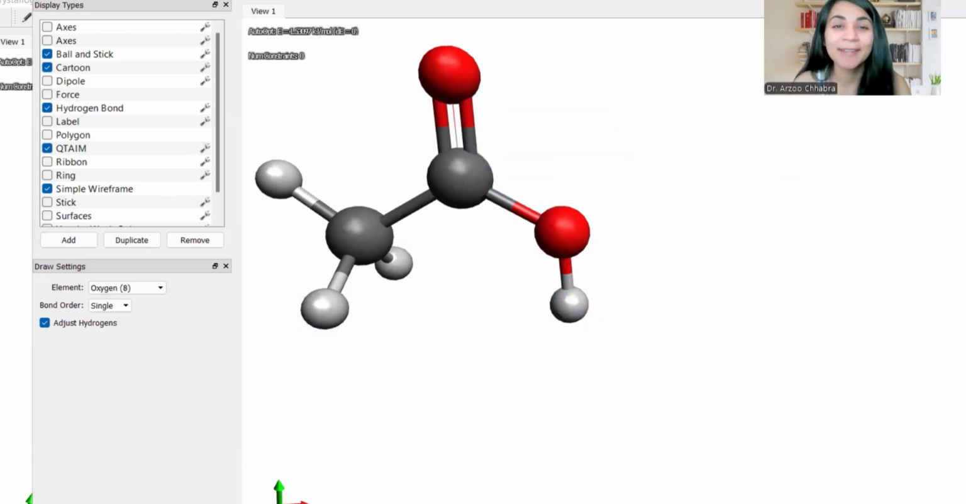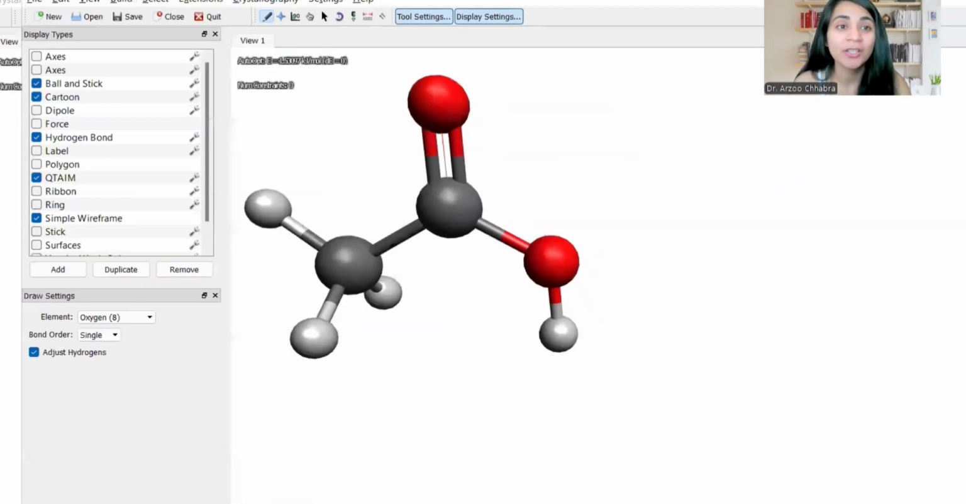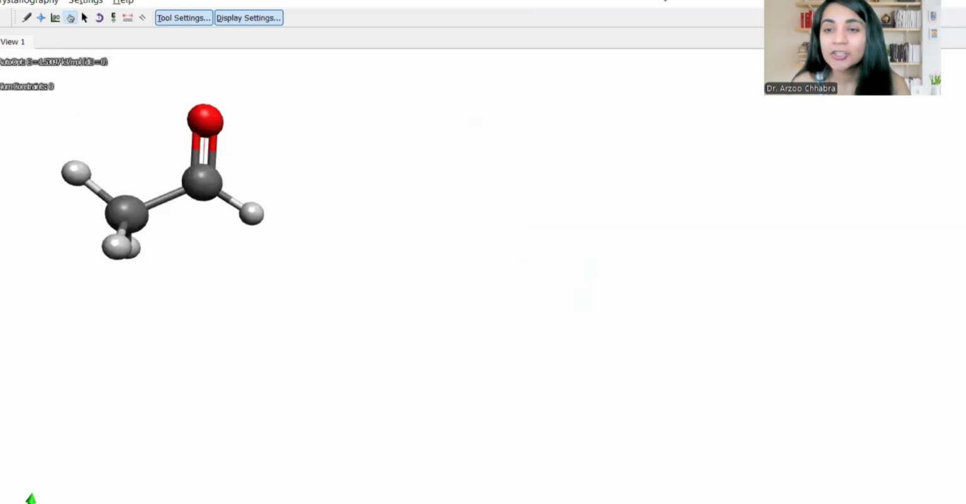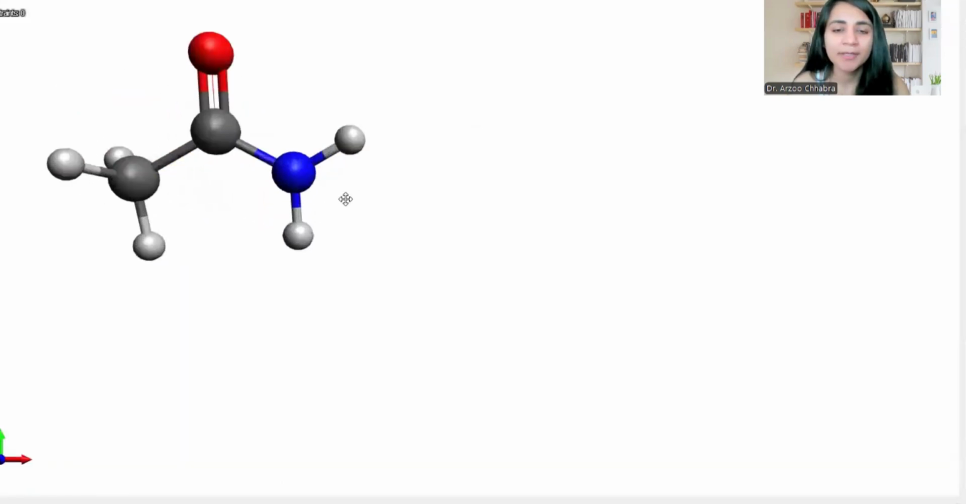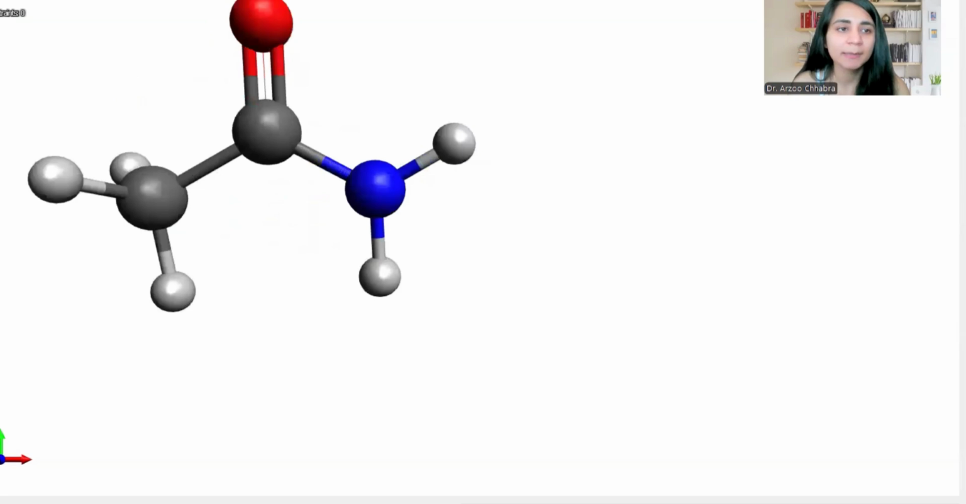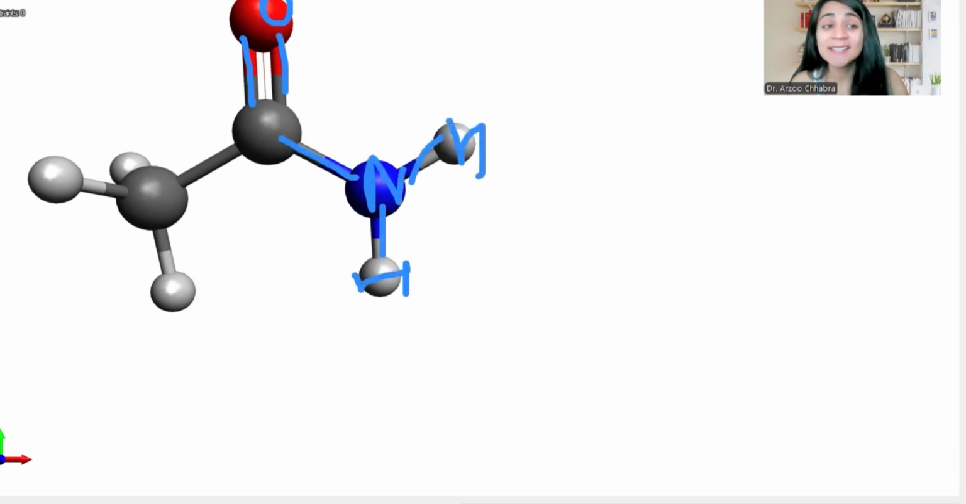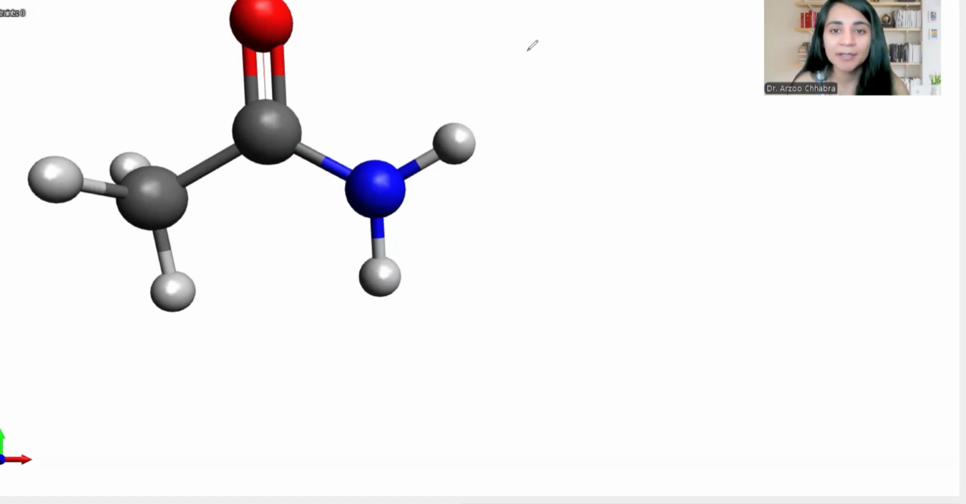Now let's look at what happens if we replace an OH with an NH2. So now let's see, the C double bond O is actually connected to an NH2, right? Nitrogen and the hydrogen, instead of just your OH, just the H. Now that is called an amide. Now this functional group is called an amide, right?